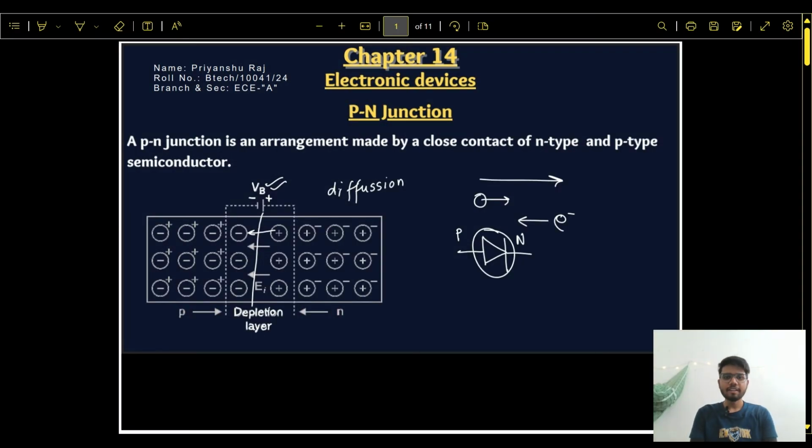So today we will discuss the PN junction. A PN junction is an arrangement made by a close contact of N-type and P-type semiconductor. We can see in the diagram, this is the symbol of PN junction. Moving to the next slide.